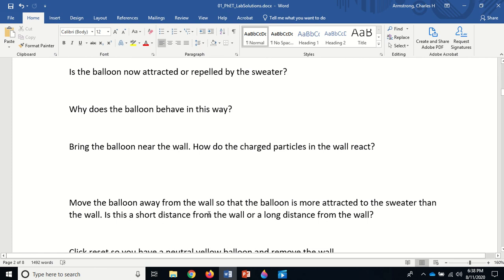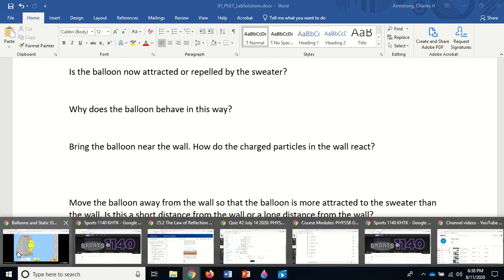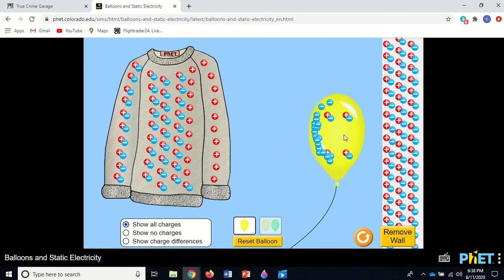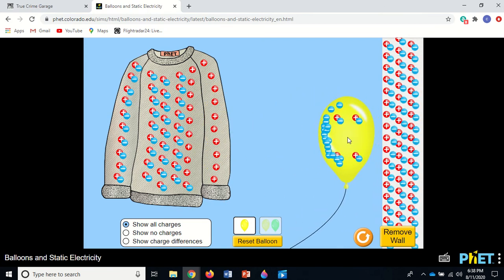Now bring the balloon near the wall. How did the charged particles in the wall react? So we've got to grab that balloon. Watch the negative charges. They are moving away slightly. See how they move away? Okay, now what that means is the repulsive force between the negative charges decreases because there's greater distance between them. The positive charges, which is in the nucleus, they're not going to move much. Okay, they may move a little bit forward, but then the attractive force between the positive and the negative is going to be greater than the repulsive force between the negative and the negative, and this is what happens.